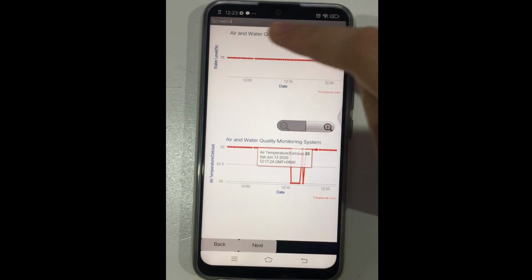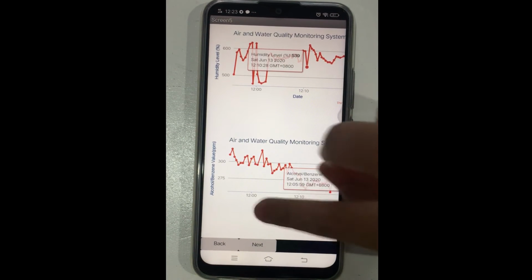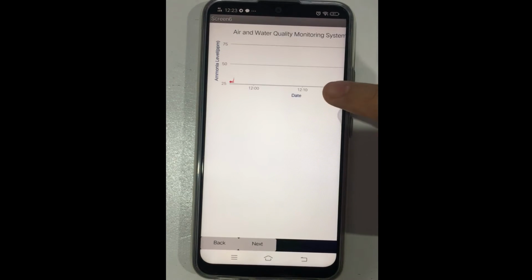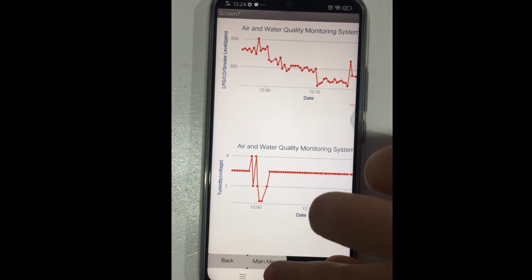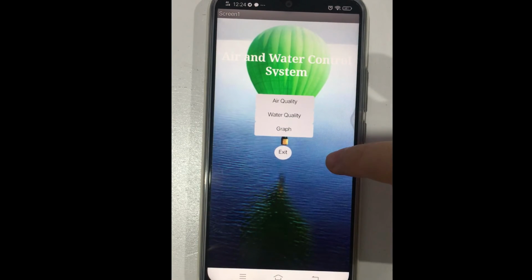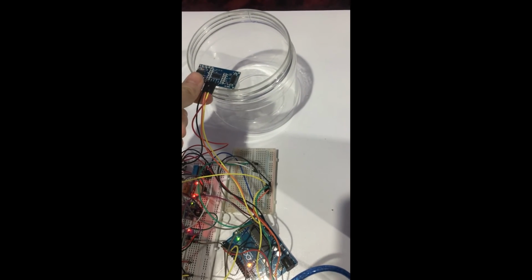Right now it's displaying the water level graph and air temperature. And next, humidity level and alcohol level graph. The last one is display smoke level graph and turbidity graph. So we're going back to main menu, and that's it. We just exit. Okay, let's see what the ultrasonic sensor does.